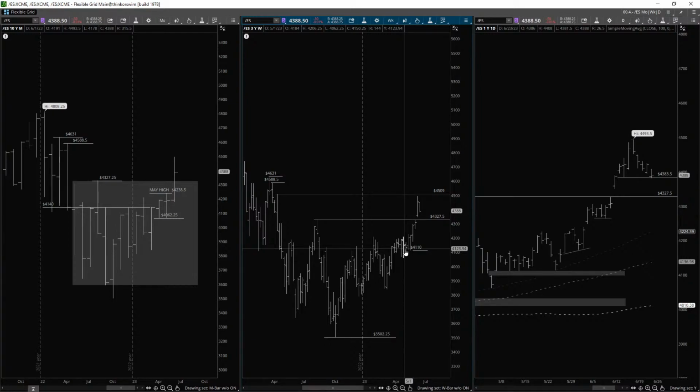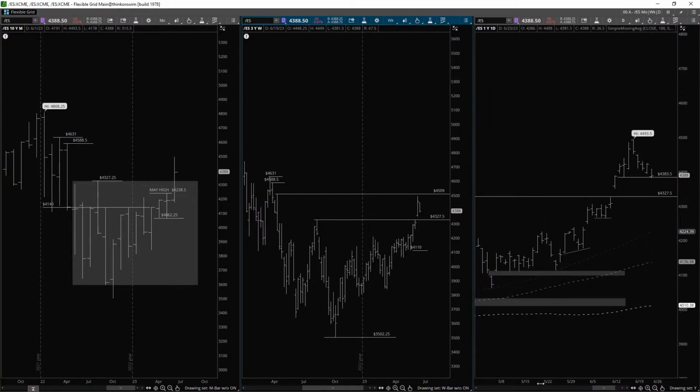So those are things we have to monitor, things we have to pay special attention to, right? In the weekly, if the market gets back inside this range of 4327, which happens to also be a reference in the monthly, the market is about 50 points away from this low.